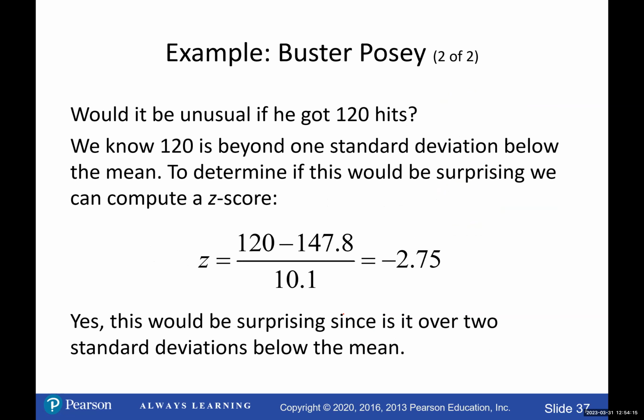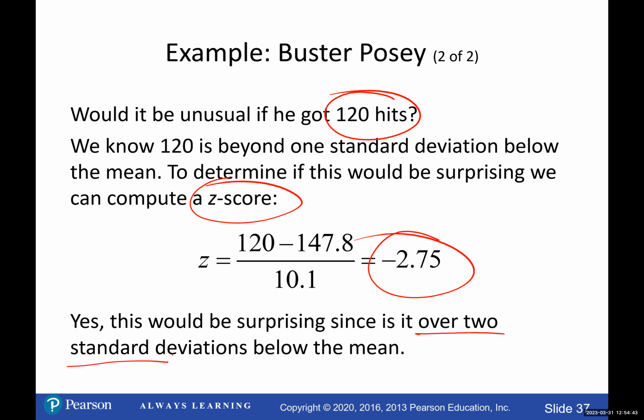The second question says, is 120 going to be unusual? You want to convert it to a z-score. Using the z-score, you have 120 minus 147.8, divided by 10.1, and you get negative 2.75. This is clearly beyond 2 standard deviations, less than -2. So that's going to be unusual.